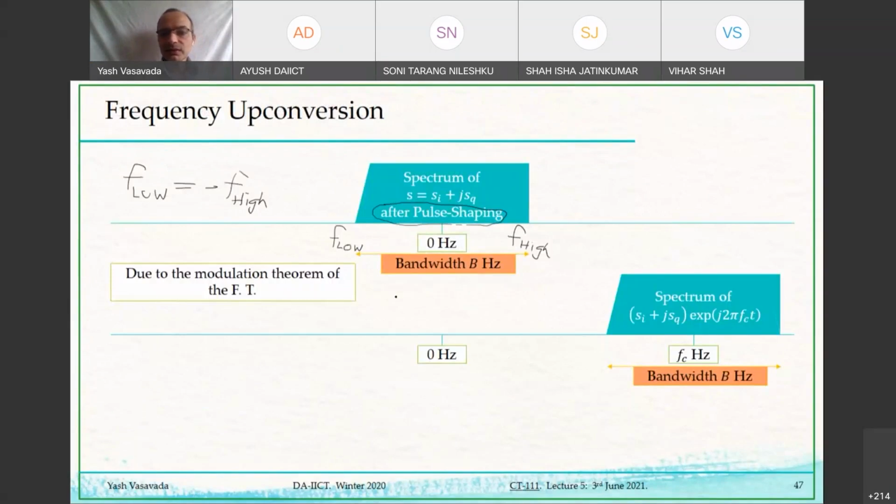Because of the modulation theorem, this signal, which was inside the curly bracket, has the same spectrum as the original signal, except it moved to f_c. Here it was at 0 hertz. It was centered at 0. Now it got centered at f_c. Nothing else changed. The width of the spectrum, let's say this B is f high minus f low, remained the same. This is sometimes called the bandwidth.